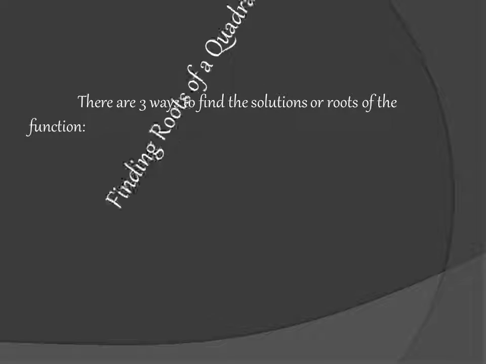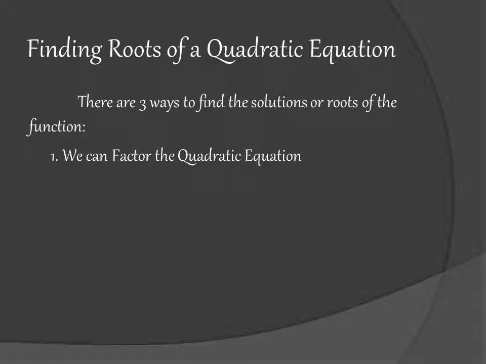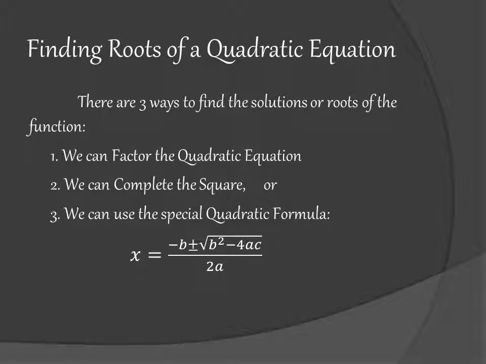Finding roots of a quadratic equation. There are three ways to find the solutions or roots of the function. First, we can factor the quadratic equation. Second, we can complete the square. Or third, we can use the special quadratic formula, which is x equals negative b plus or minus the square root of b squared minus 4ac, all over 2a.